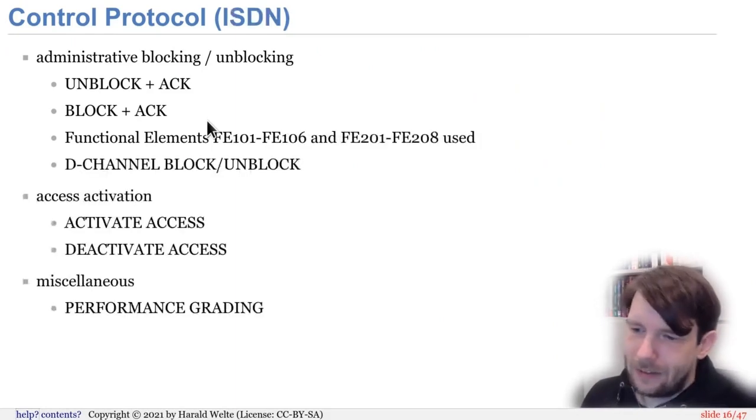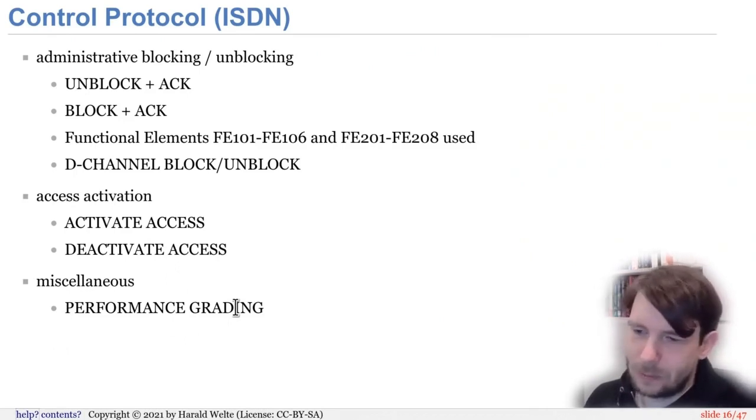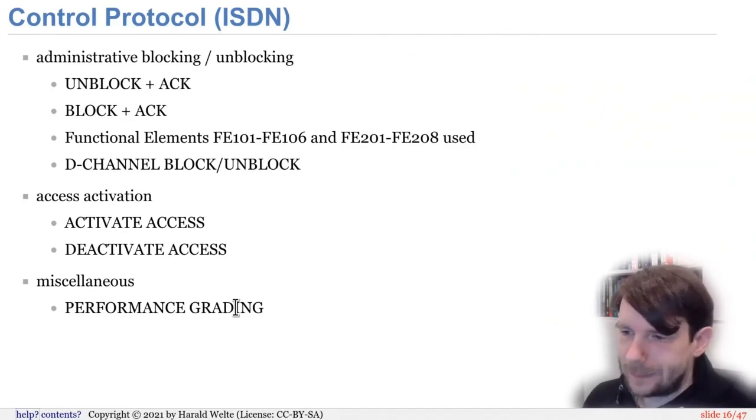In ISDN, we have the same, plus some additional procedures and messages. For example, the D channel can be unblocked and blocked separately from the entire port. And then we have these access activation and deactivation, as I mentioned, an ISDN-specific procedure. And also we can have some performance reporting of the ISDN line. I didn't look at this in detail, but it's apparently about the line performance, probably bit error rates or something like that can be investigated with that.